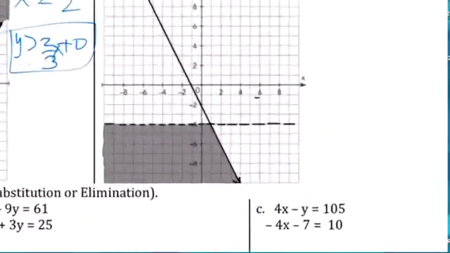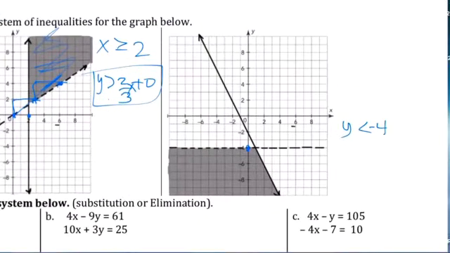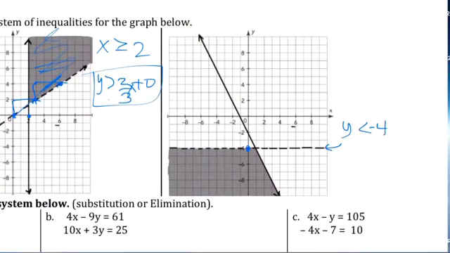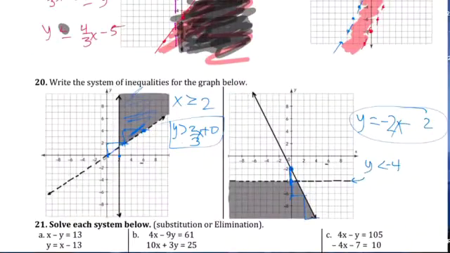Same thing here. This is y. Y is less than -4. That's this line, and that line is y equals -2x. Slope is down 2 over 1. Down 2 over 1. So that's the equation of a line. Or down 4 over 2, same thing, right? 2 over 1, -2. -4 over 2, which is -2.